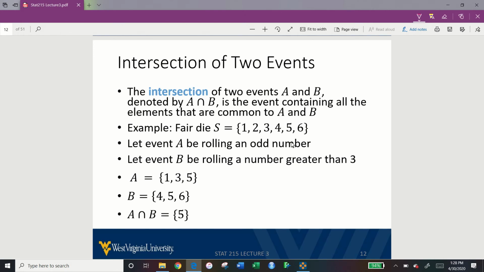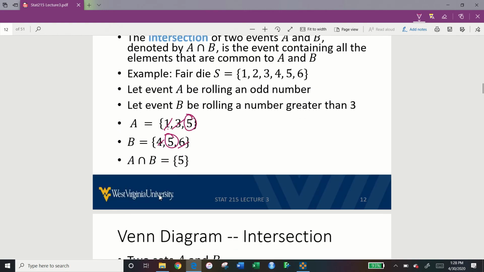So if we take a look, for event A, our first outcome is 1. There is no 1 in B, so that's not going to be in the intersection. Next, we have 3. 3 is not in B, but then we have 5. 5 is also included in our event B. We also have 4 and 6 in B, but those are not in A. So that leaves our intersection of A and B to be the outcome 5.